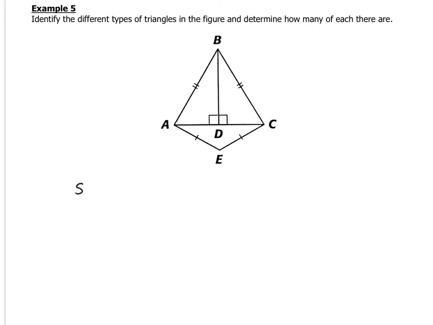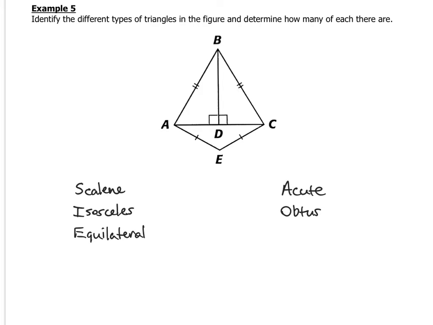We have scalene triangles, isosceles triangles, equilateral triangles, we have acute triangles, obtuse triangles, and right triangles. Those are the 6 different types of triangles. These 3 based on the size, these 3 based on the angles.